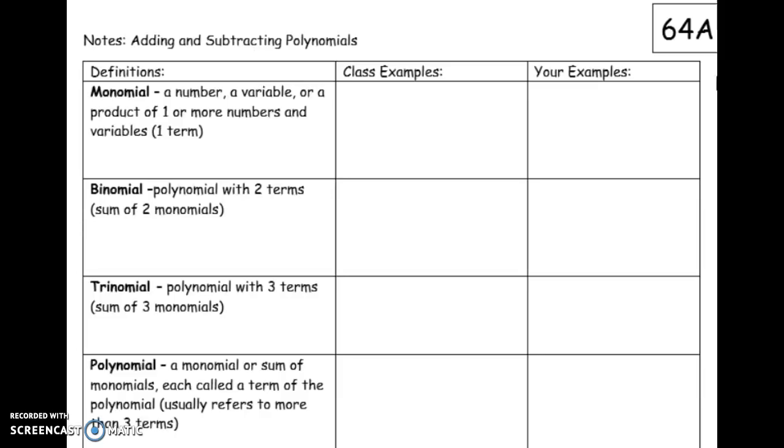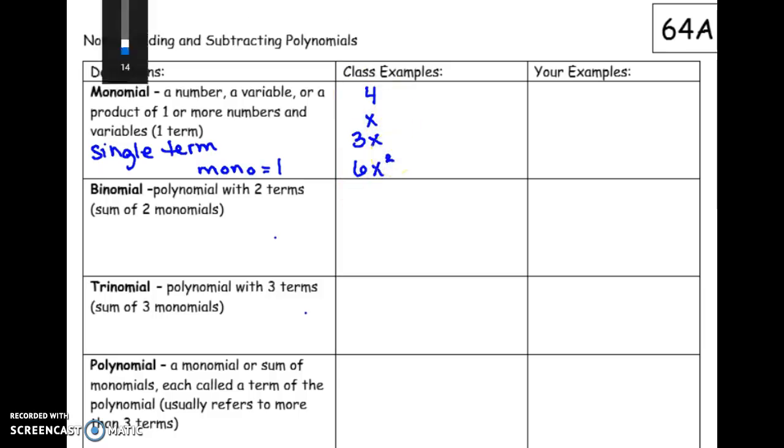If we talk first about a monomial, it's a number, a variable, or a product of one or more numbers or variables. It's really just a single term, because mono means one. An example of a monomial might be the number 4. It could be just a variable x, or a coefficient with the x, so we could have 3x, or maybe 6x squared. Notice there's no plus or minus, they're just single numbers or variables. If you want to stop and write in some examples for yourself, you can over here.